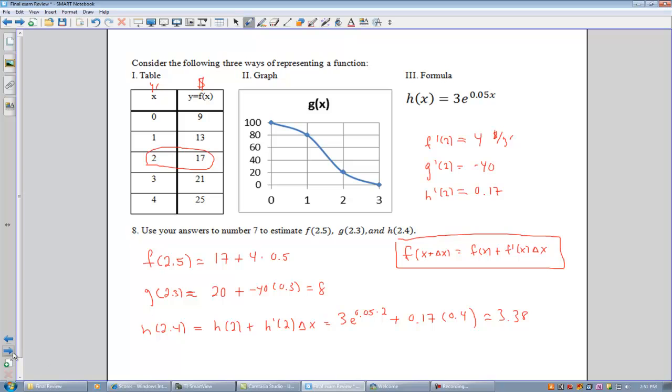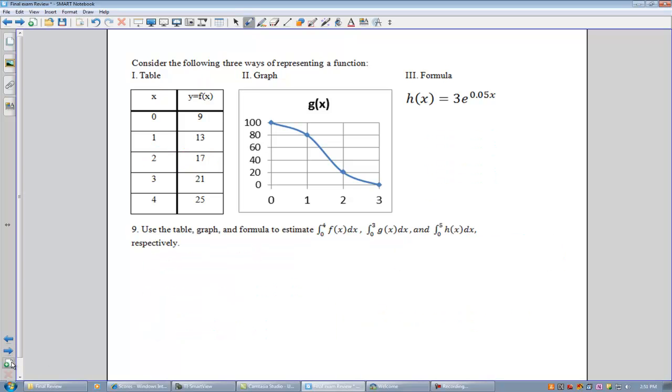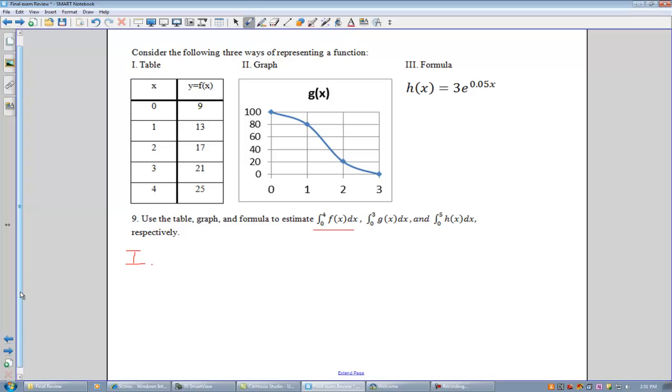All right, so the last problem on this first page, number 9, is we want to use the table, graph, and formula to estimate these various integrals. On part 1, how can we use the table to estimate the integral from 0 to 4 of f of x dx? There are a number of ways to do this. You could use the left endpoint, the right endpoint, or even the midpoint. It doesn't matter. What I'll do is use the left-hand rule and right-hand rule, and average the two together to approximate it. It's just one way to do it.